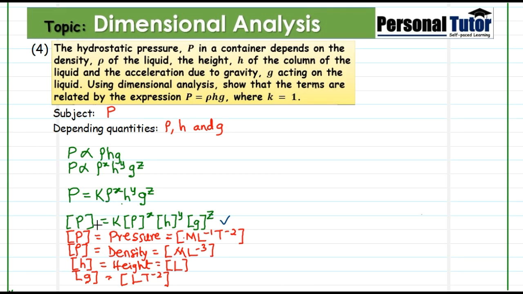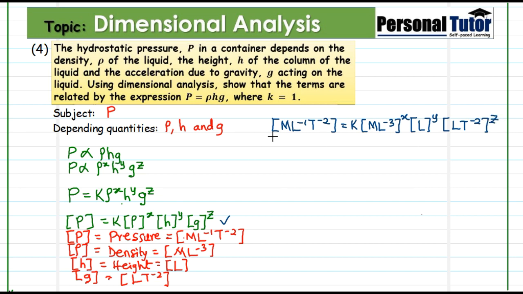With the pressure, it will now be M L^-1 T^-2 equals K. Then the density is M L^-3 to the power S. That of the height is L to the power Y. Then the G, L T^-2 to the power Z.